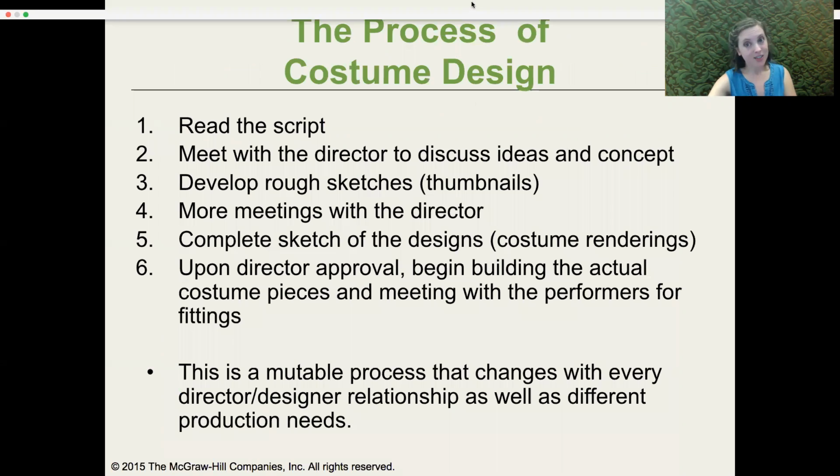the process of costume design is similar to the other processes of design. So number one, you have to read the script. You can't design a show if you don't know what it's about and you don't know the characters intimately. In order to get that knowledge, you have to read the script.